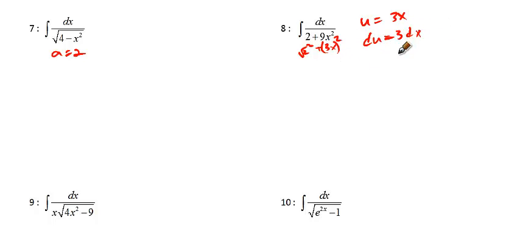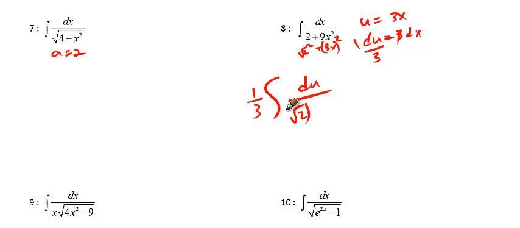So we plug in dx as du over 3. And then we plug everything we know in. So dx is du over 3. I'm going to put the 1/3 out front, so 1/3 du, over, I'm going to write it as root 2 squared. And you don't have to do this, but you have to realize that a is root 2, plus u squared.